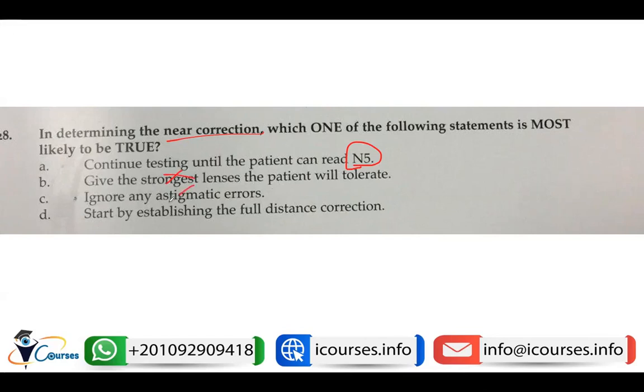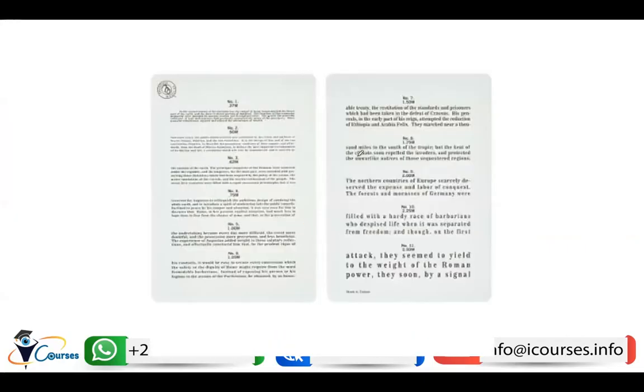We start by correction of the distance, by correction of the sphere and cylinder, starting with full distance correction. This is true. So here is the N series chart. Apologies for the bad quality of the image, but this is an example showing different sentences with different sizes, and this is referred to as N. So N means that this is the near chart, and we continue testing until the patient sees the smallest line.